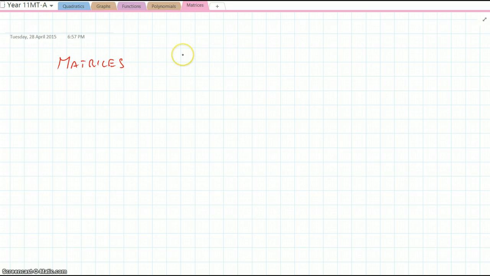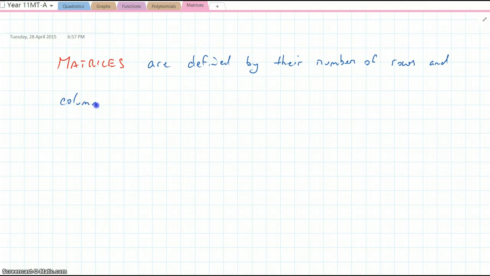Matrices are defined by their numbers of rows and columns, I think is the first thing we should say. That means, i.e., a 3 by 2 matrix has 3 rows and 2 columns.